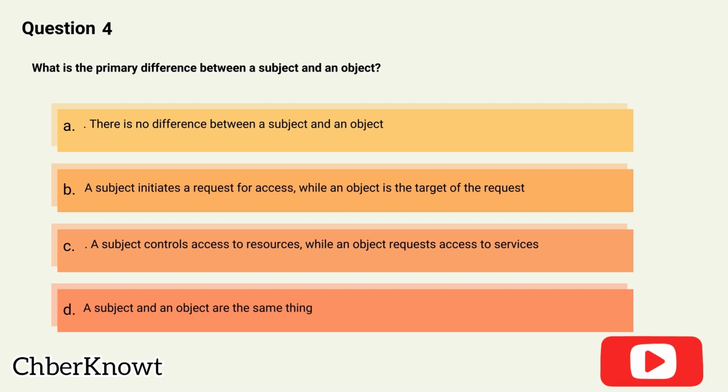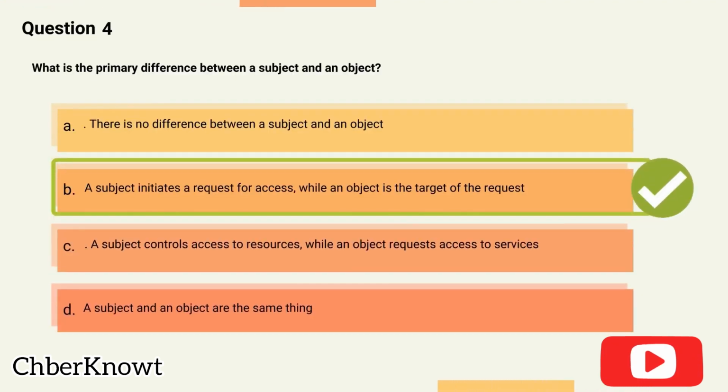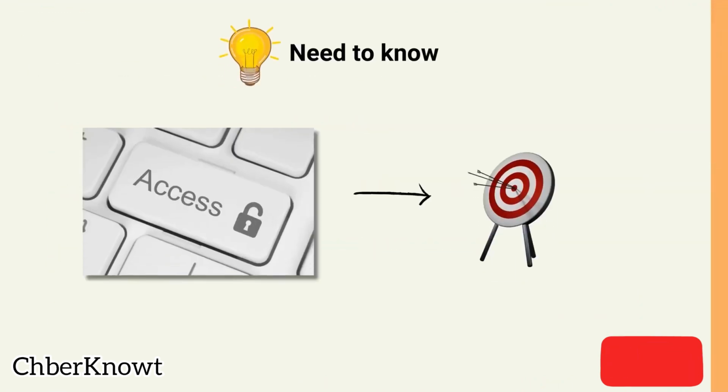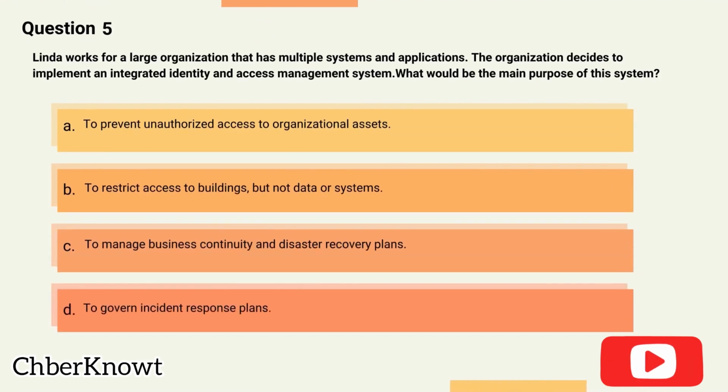The correct answer is Option B. A subject initiates a request for access, while an object is the target of the request. Explanation. In access control, a subject is an entity that can perform actions on objects, such as accessing a resource or modifying data.